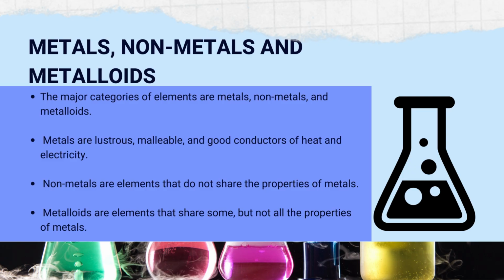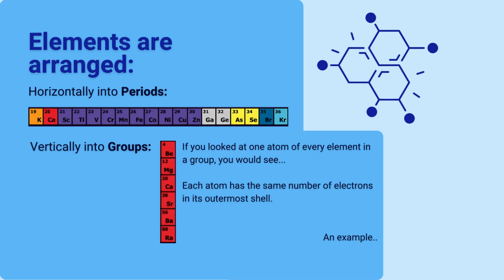These categories help to classify and understand the properties and behavior of different elements. The periodic table of elements is organized in a way that allows for easy identification and comparison of elements. The elements are arranged both horizontally and vertically, with each row representing a period and each column representing a group.